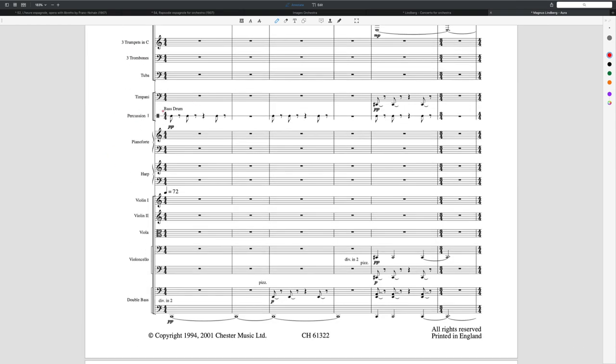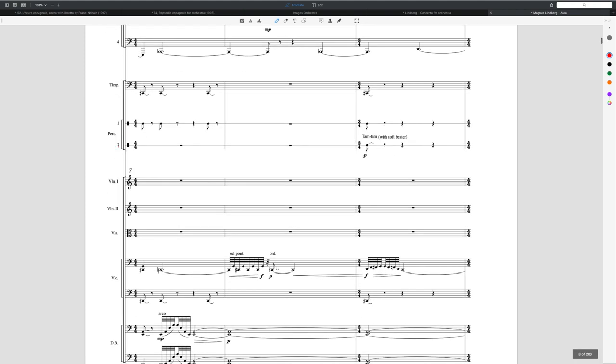And the first percussion begins with bass drum, which is indicated with only one line. And then the third percussion comes in and plays tom-tom. You see also an indication of the beater, with soft beater. So this is the notation I recommend.